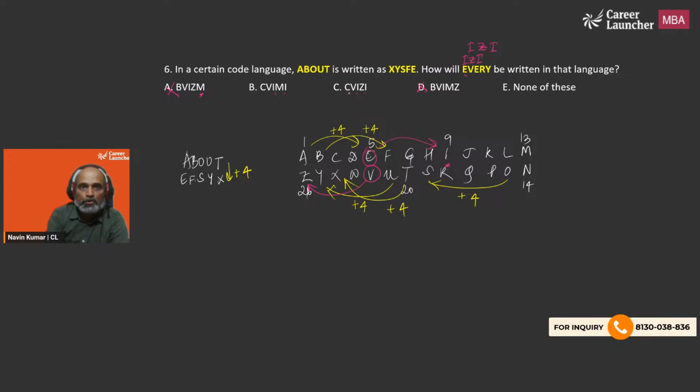So we should have IZI. So B is not our answer. Again, since one of the options is none of these, we need to check everything. Coincidentally, the word is also every.